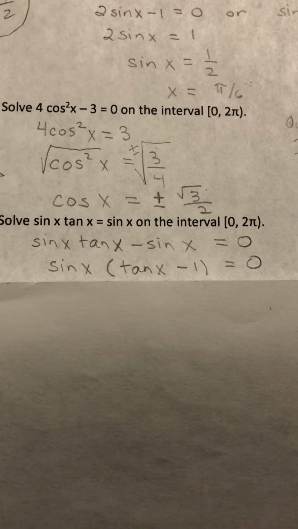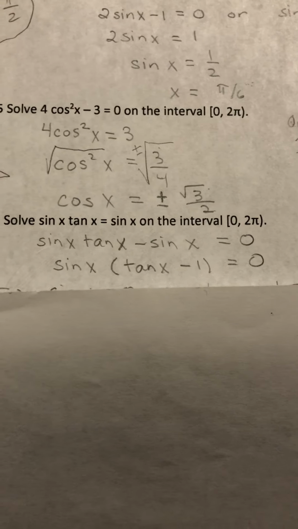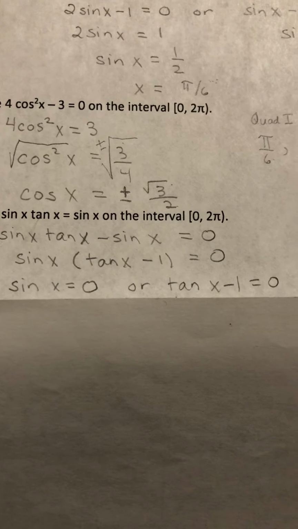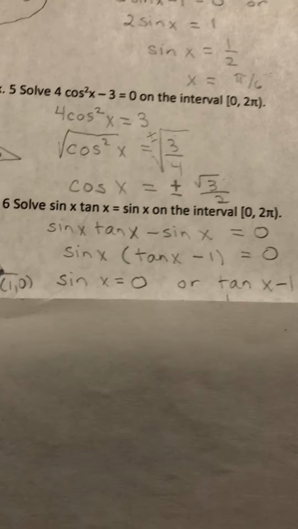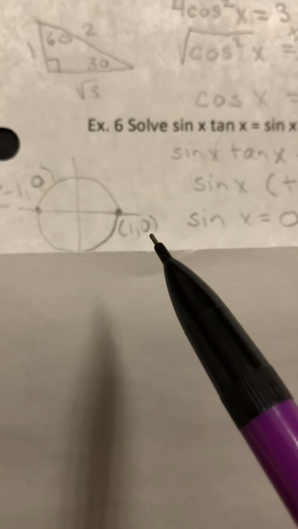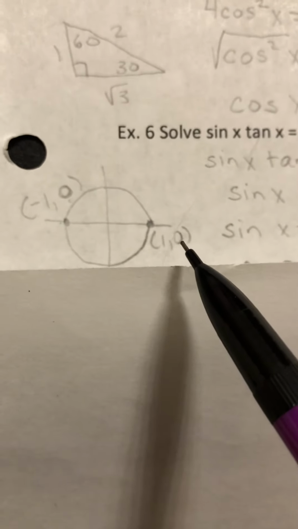What we do next is to set each factor equal to 0 and solve. So either the sine of x is equal to 0 or the tangent of x minus 1 is equal to 0. To figure out when the sine of x is equal to 0, think of the unit circle. Where do we have a y coordinate of 0? Because that's what the sine is. The sine is the y coordinate.